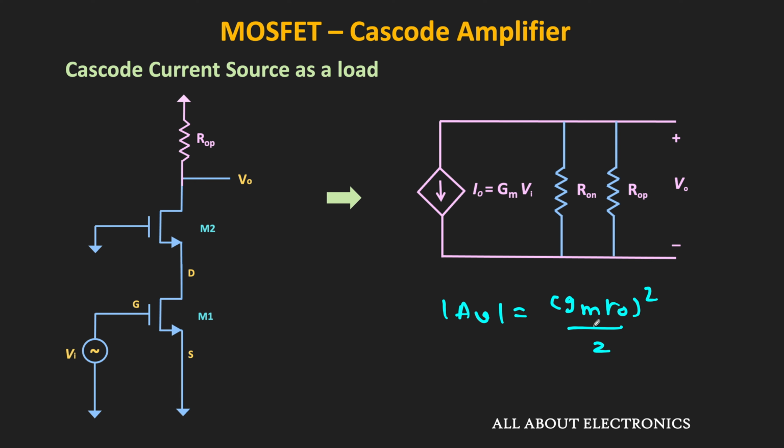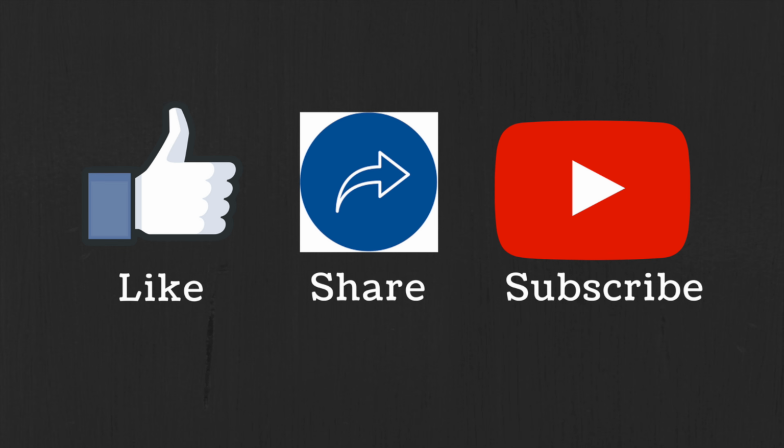So I hope in this video you understood how the cascode configuration improves the output resistance and the voltage gain. Now this configuration also improves the bandwidth, but we will talk more about it during the frequency analysis of the amplifier.